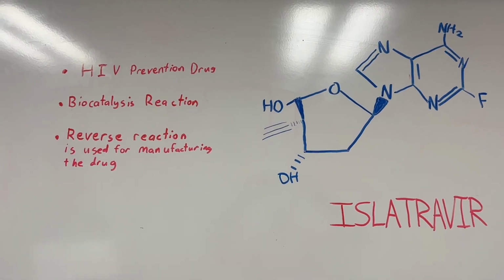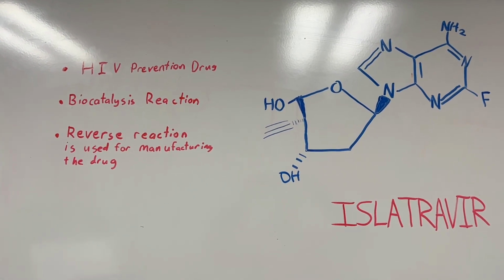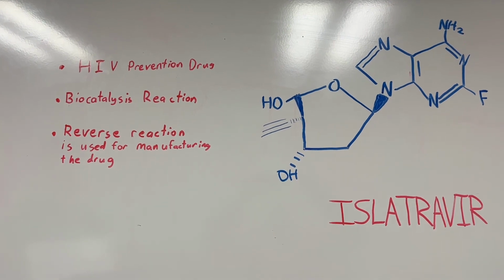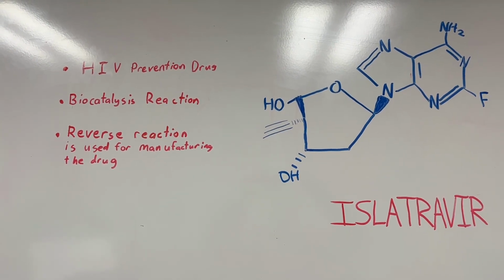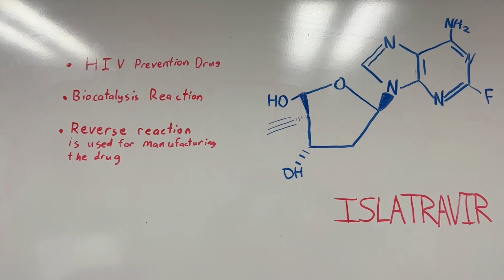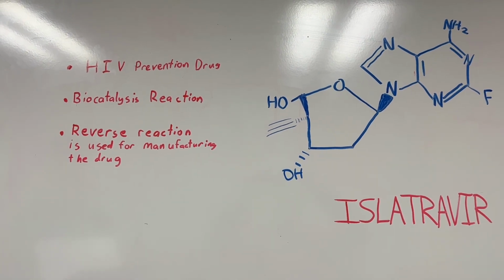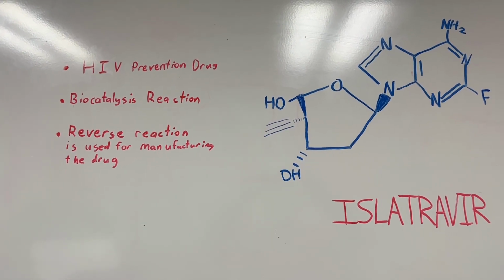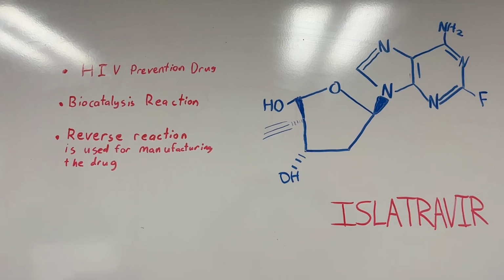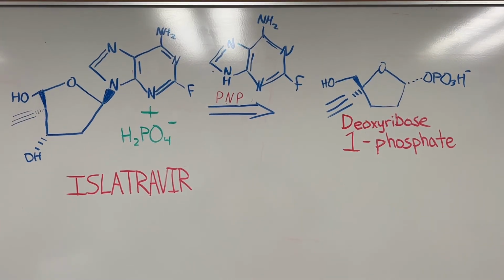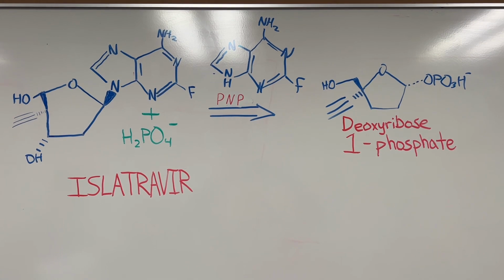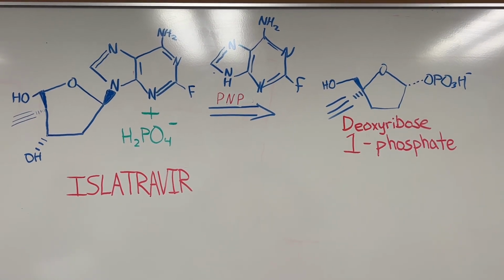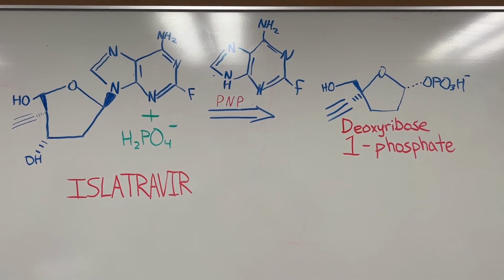This video is about the biocatalysis reaction breaking down Islatravir, an HIV prevention drug. By studying the reaction of how Islatravir is broken down, it's possible to find more effective ways to manufacture it by using the reverse reaction. An enzyme-based pathway is one of the more effective strategies to break down Islatravir into a simpler starting component.